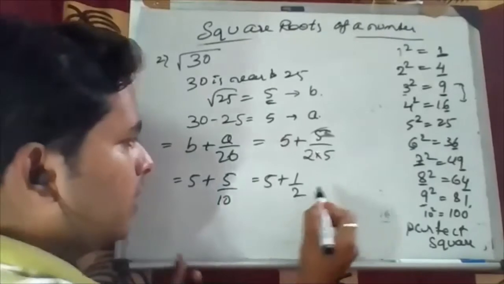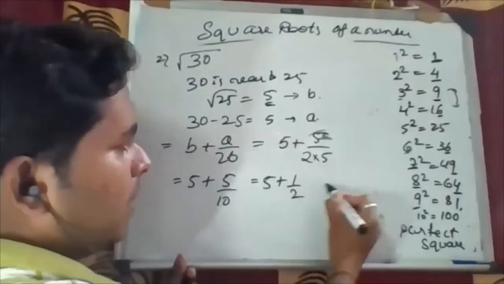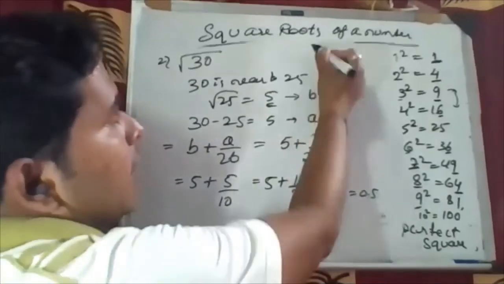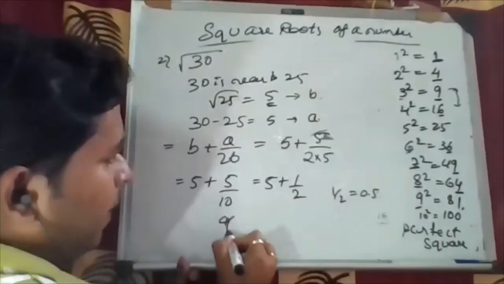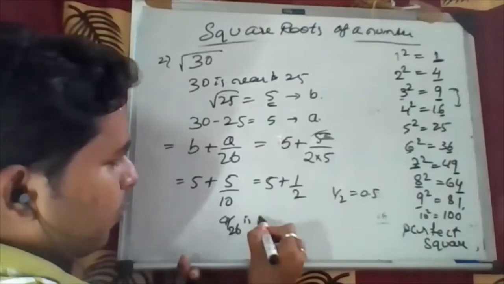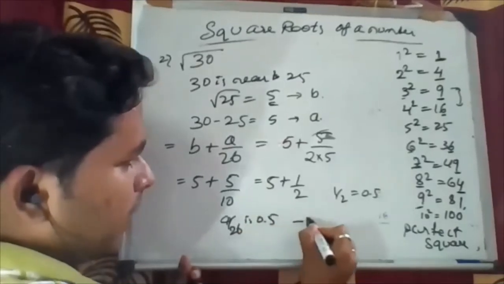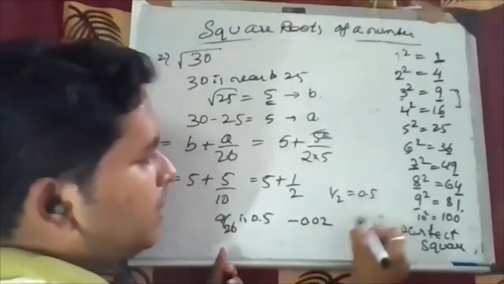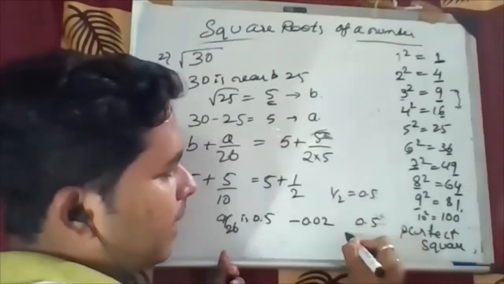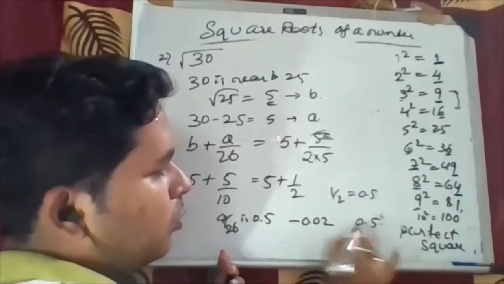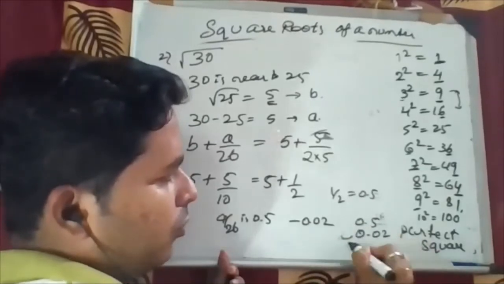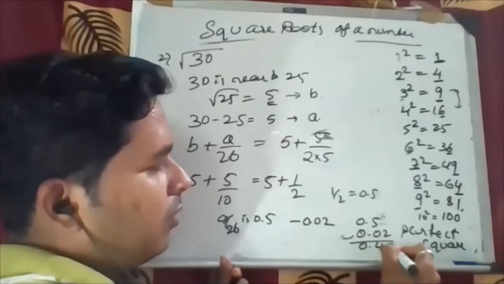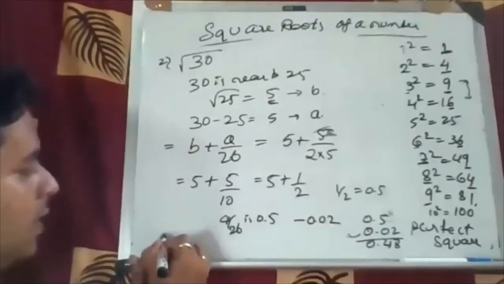0.5. So what did you get now? 1 by 2 you got 0.5. So what was the condition? If your A by 2B is 0.5, you have to subtract 0.02. So now it is 0.5, and from this subtract 0.02. If you subtract 0.02, you will get 0.48. So what will your answer be now?